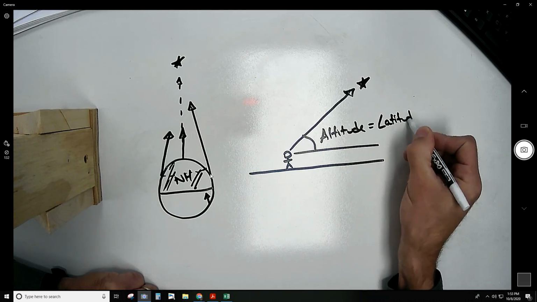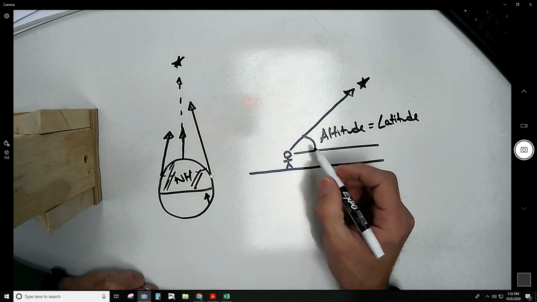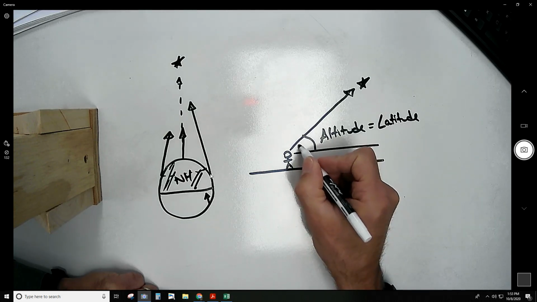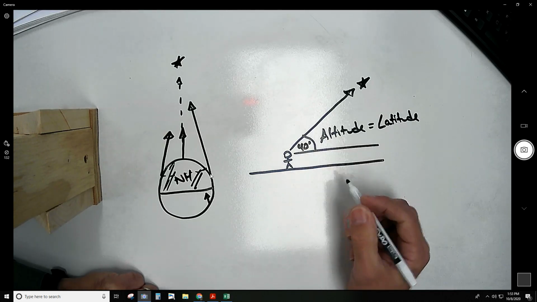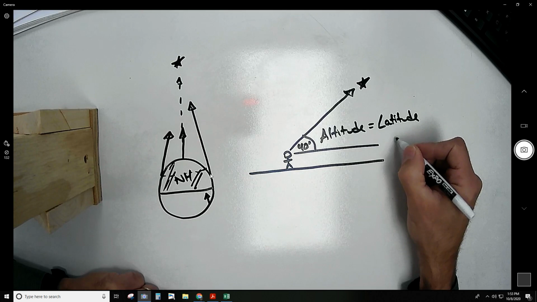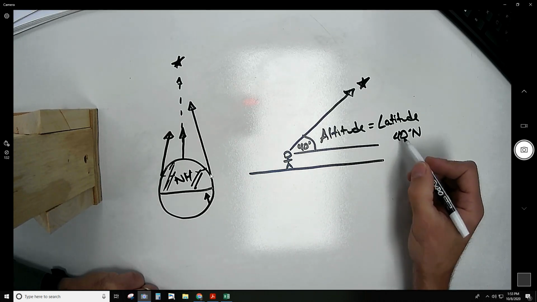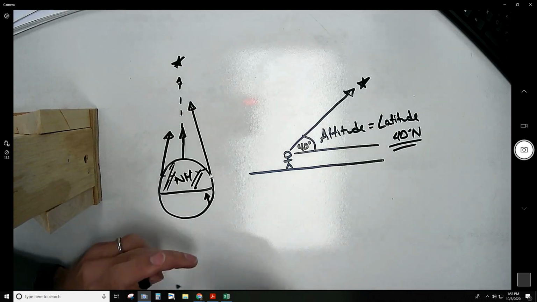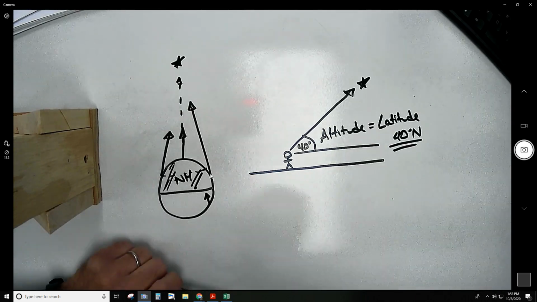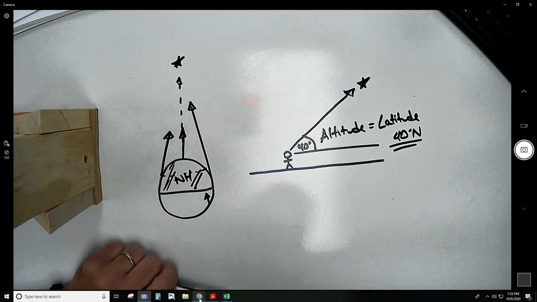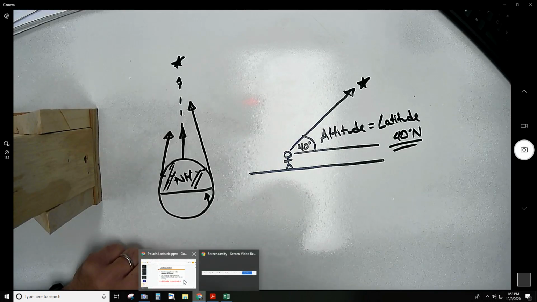So if this altitude, let's say in my picture, looks something like 40 degrees, well, that means I'm at a latitude of 40 degrees north. So that's super important. That's a concept that you're going to see a lot of, and a lot of questions on in the future. Okay, so that's how we work out those 2 points that were presented here.